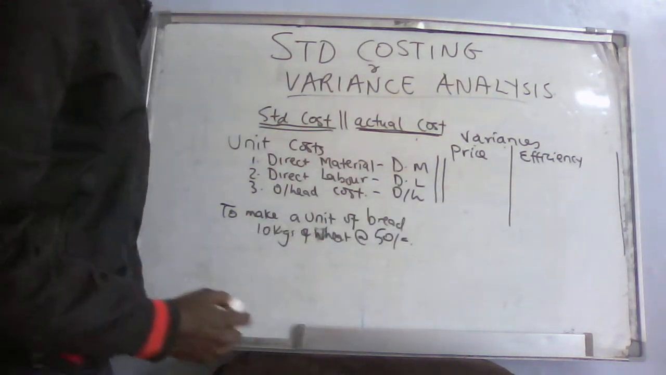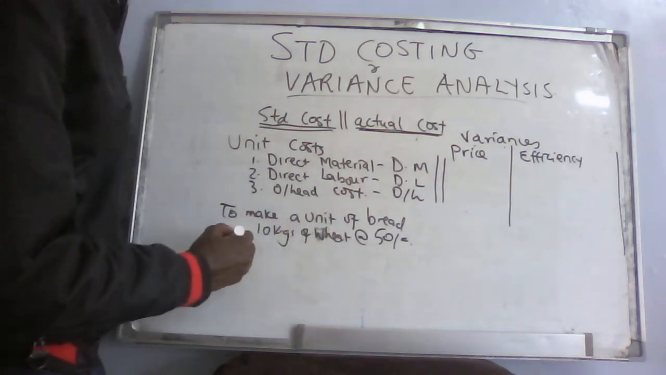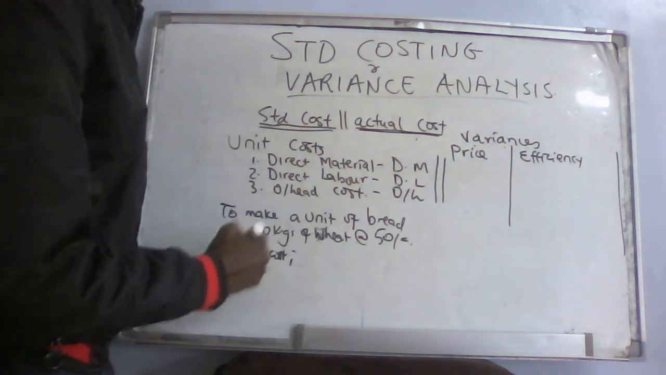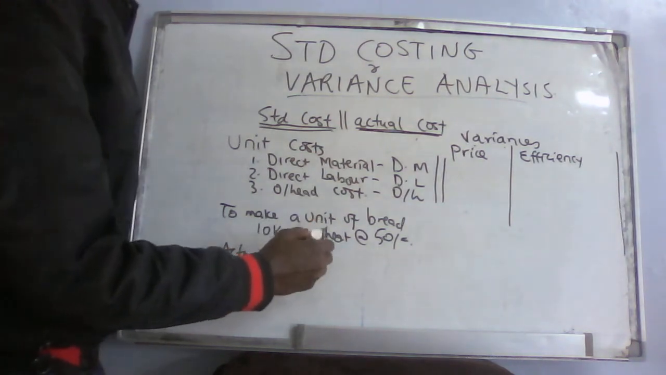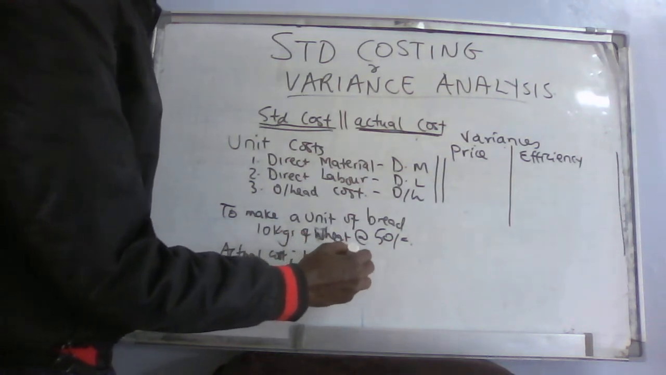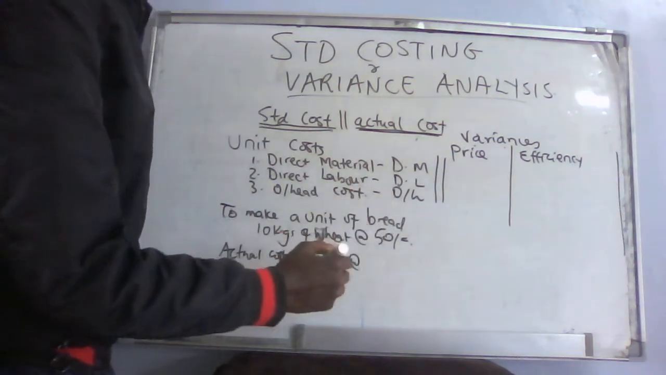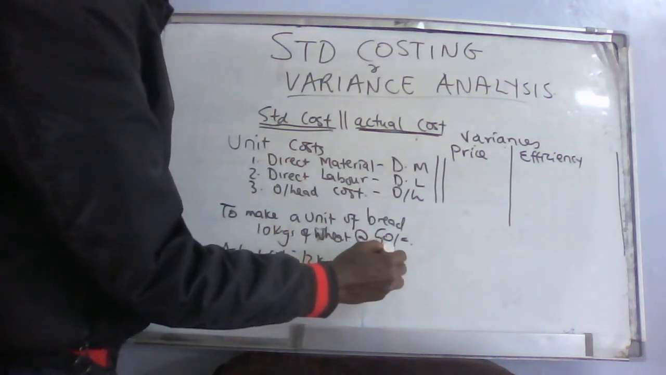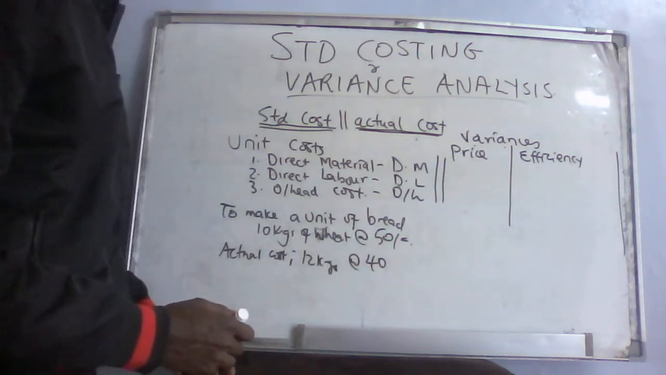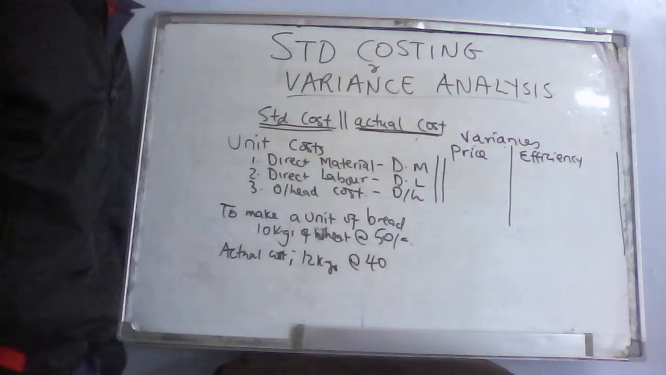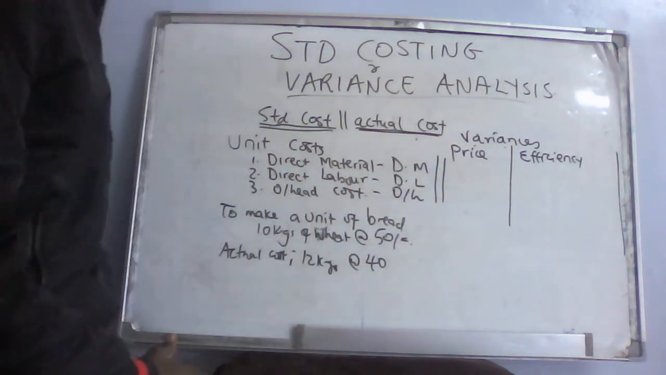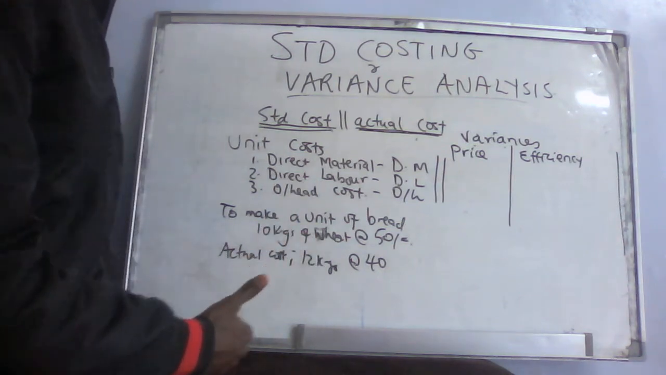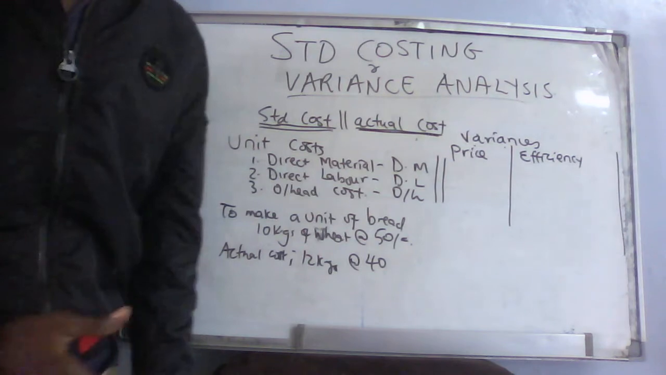Okay. And then our actual cost of making this bread turns out that we spent 12 kgs of wheat, and then we used 40 shillings per unit, per kg. So what will happen there is that we will now do variance analysis, because at the end of the day we want to know why was there a change, why was there a variance. So this is what we will do.